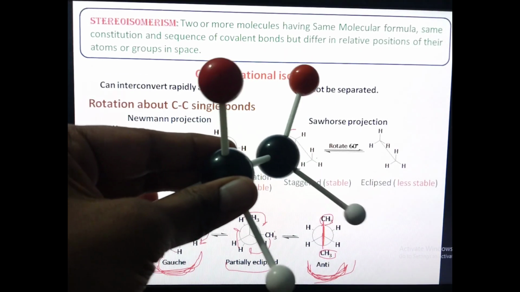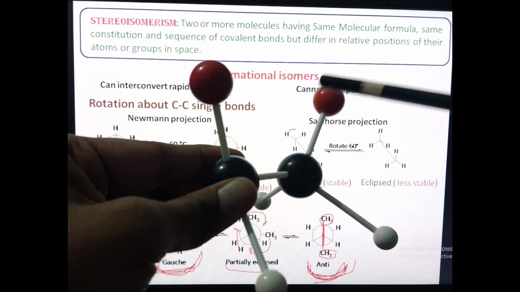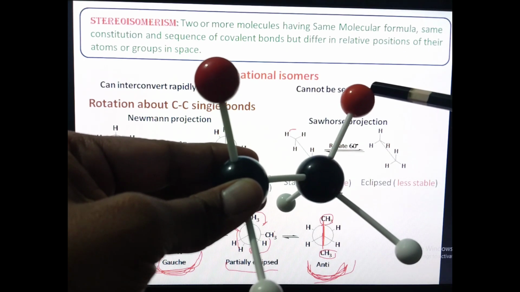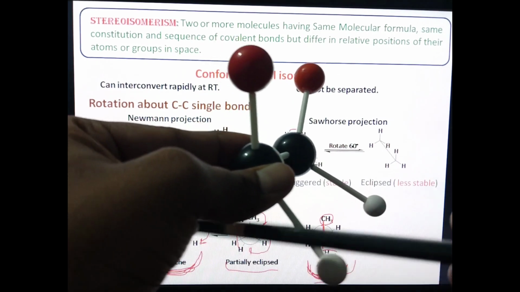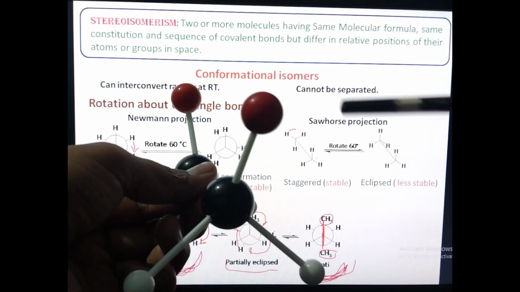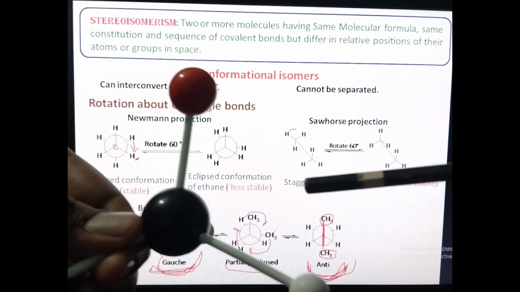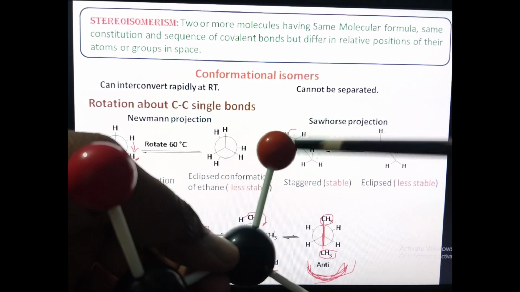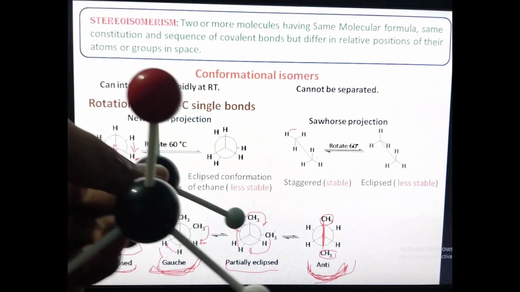See, this is butane. This is CH3, CH2, CH2 and CH3. CH3, CH2 containing two hydrogens, CH3, CH2 and CH2 containing two hydrogens and one other CH3. Okay, let's see the eclipse.